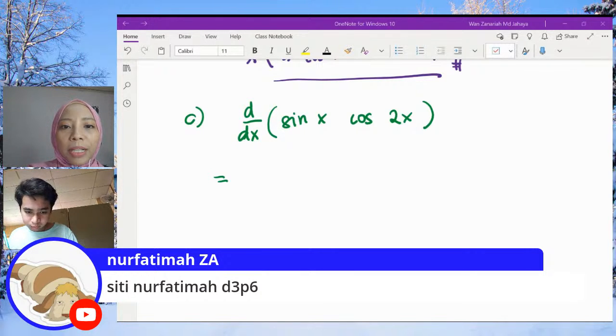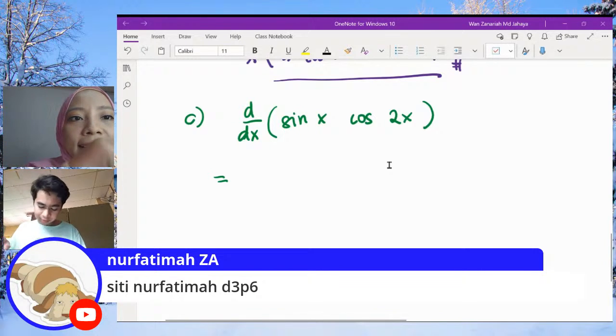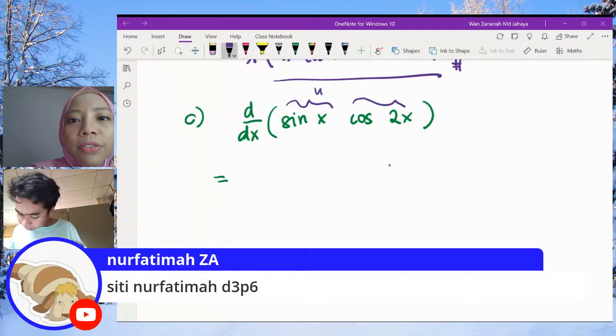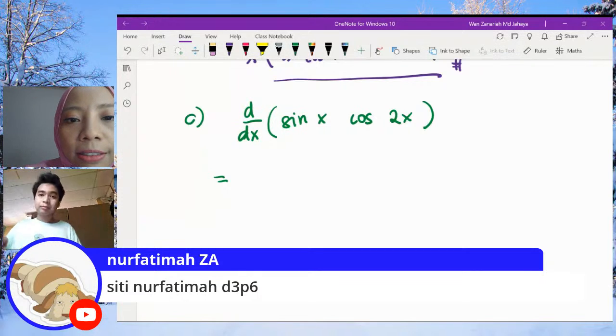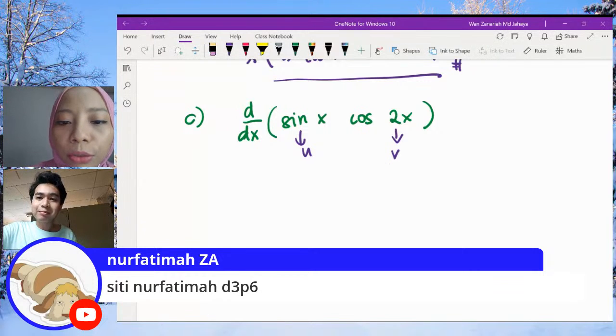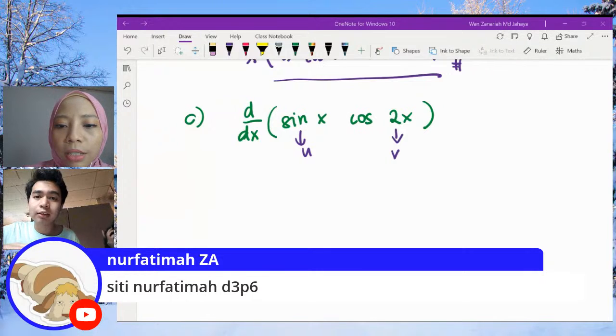Okay, boleh kita discuss, Luqman? Okay, let's discuss. Ada yang dah dapat jawapan? Okay, this is your U, this is your V. Luqman dah dapat ke? Madam. Okay, berapa jawapan you? Negative 2 sin 2x square, plus, ada cos square pula? 2x square. Ada square. Mana datang square? Tak sure, ma'am.